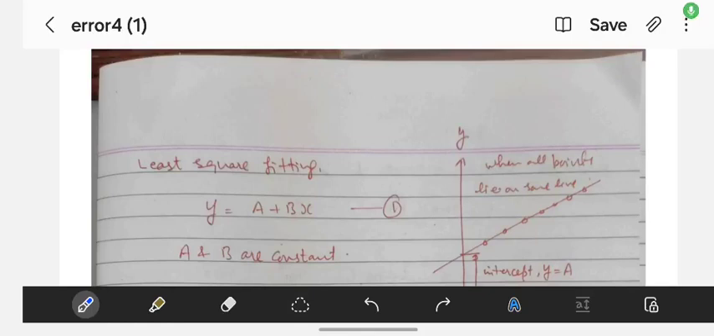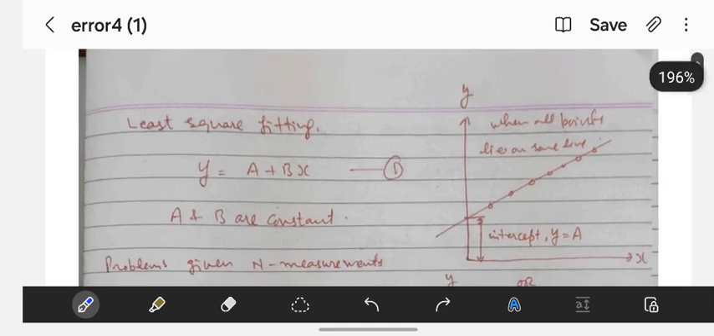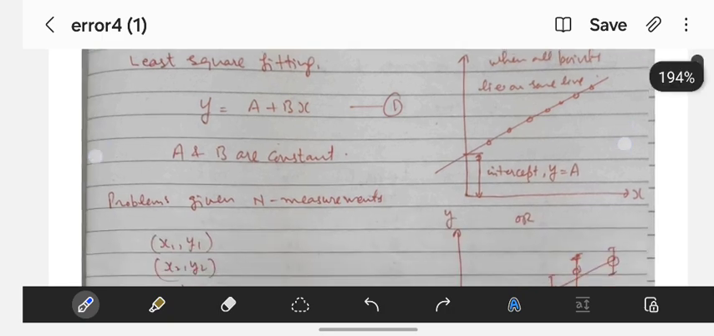So, hello everyone. This is lecture 5 for error analysis. In the last lecture, we discussed some pressure measurement formulas, standard deviation, and mean, and something about the pressure and the gauges we use to measure the different ranges of pressure.